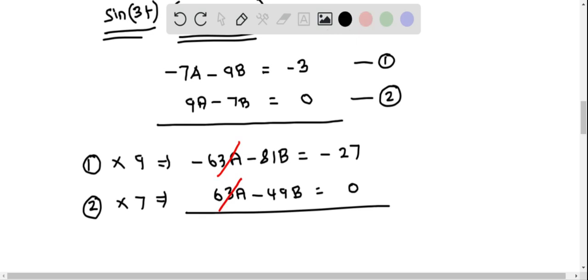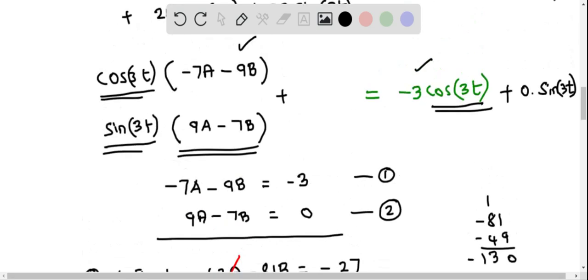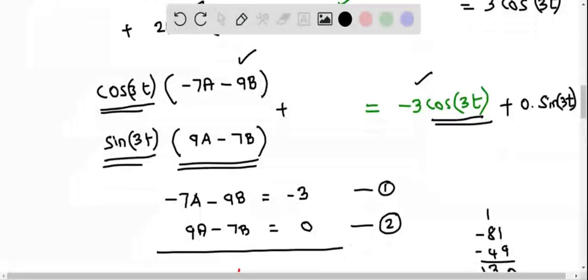And then we have negative 81b, negative 49b. This is 81 plus 49, which equals 130. So it is basically negative 130b, and this equals negative 27. I just observed that this has to be positive 27. In fact, this negative 3, this has to be positive 3.